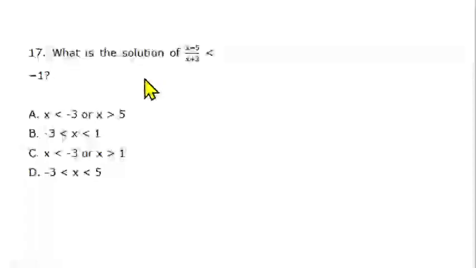Question number 17 is from inequalities. You have to find the solution of s minus 5 divided by s plus 3 less than minus 1. We can see that the options provided are ranges between two numbers. We could have said we should just cross multiply and find our x there, but we will not be able to find it that way. In that case, you'll be getting one answer. So what do we do? You can multiply both sides by the square of the denominator.